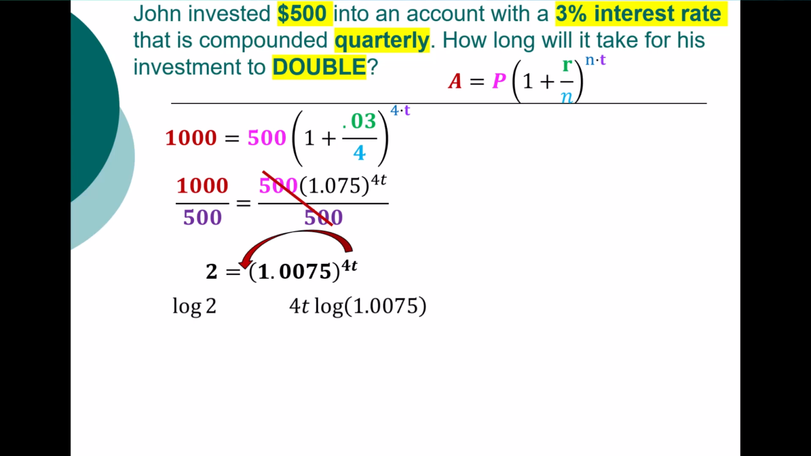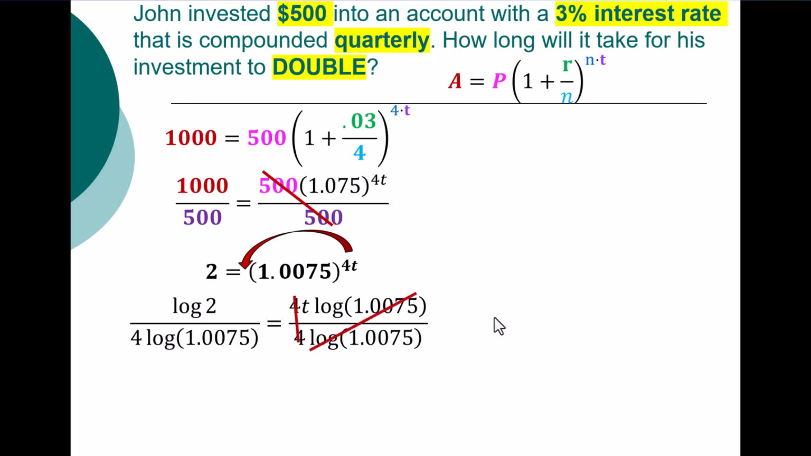We can bring that power over to the left using our log rules for exponents, and we're going to take the log of both sides. So log of 2 equals 4t times the log of 1.0075. Now we're solving for t, so divide both sides by everything that's not t, by 4 log 1.0075.